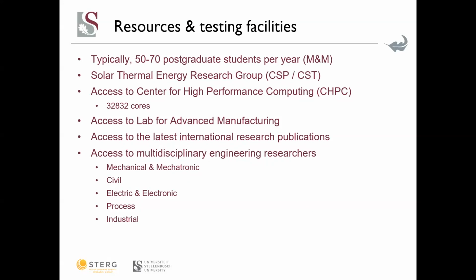We have access to a center for high performance computing outside of the university, which has about 32,000 cores, and we use that to perform most of our larger CFD simulations. We also have access to a lab for advanced manufacturing, latest international research publications, and multidisciplinary engineering researchers in the fields of mechanical, mechatronic, civil, electric and electronic, process, and industrial engineering.